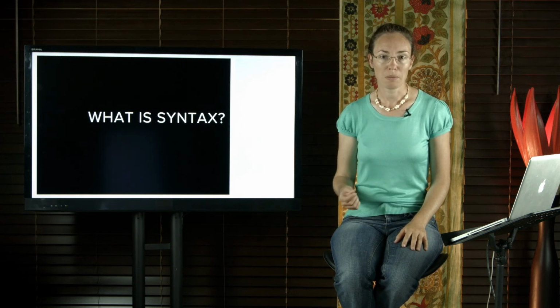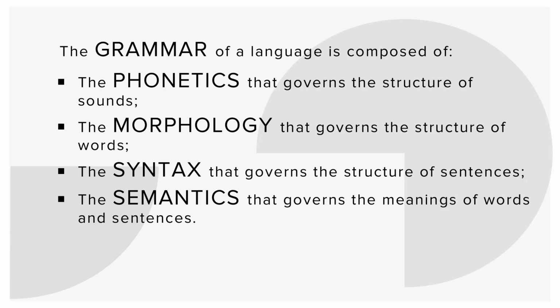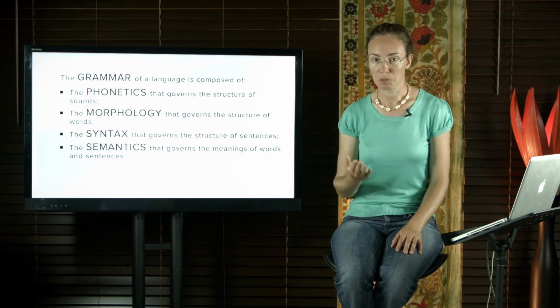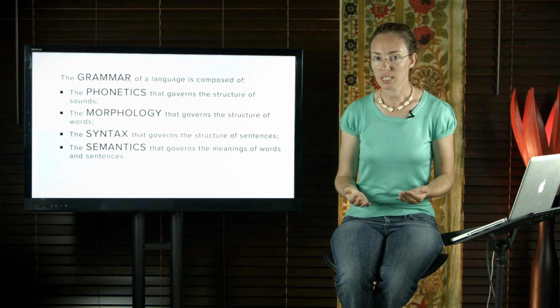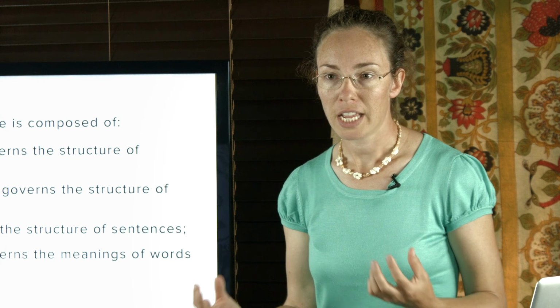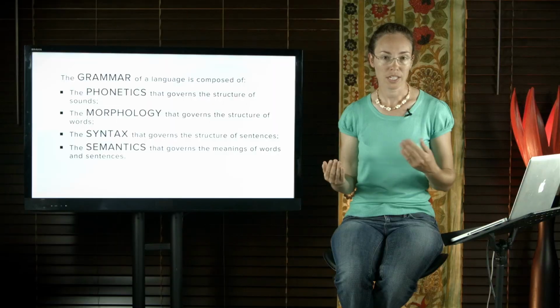As we said before, the grammar of a language has several components. So the phonetics that governs the structure of sounds, the morphology that governs the structure of words, the syntax that governs the structure of sentences, and the semantics which governs the meaning of words and sentences. Since we've already investigated phonetics and morphology, now we're going to focus on syntax, and later we'll begin to look into semantics. There are 2 main areas of syntax that overlap and are connected: phrase structure and argument structure.